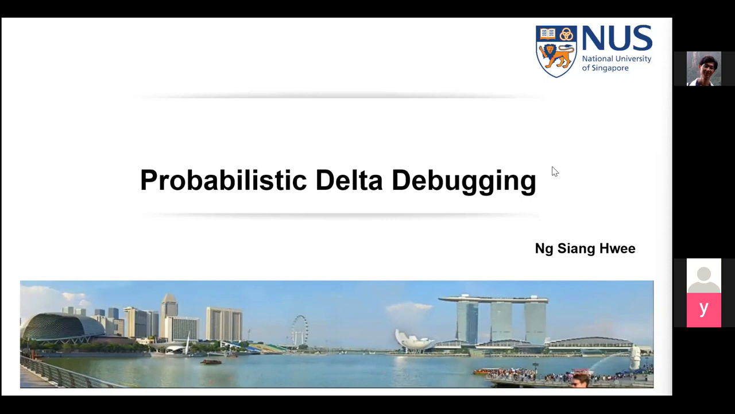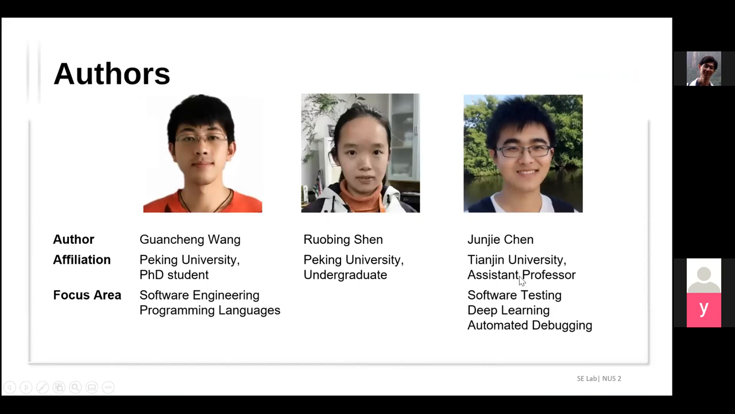Yeah, okay. So today I'll be presenting on probabilistic delta debugging. As Dr. Lin mentioned, it's a paper submitted for FSE this year. Okay, so these are the authors of the paper itself. Mainly they are from Peking University.